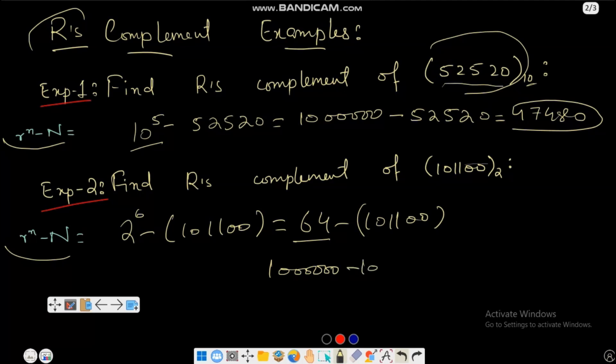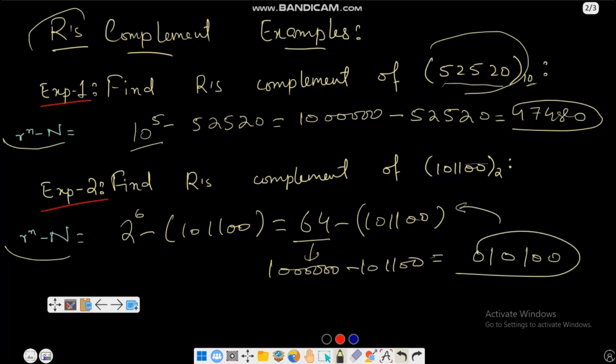If I perform a subtraction of these numbers, I'm going to find 010100. This is going to be the complement of this number. This is going to be the 2's complement, or I can say r's complement of this number. So this is how you find out the complements of numbers.